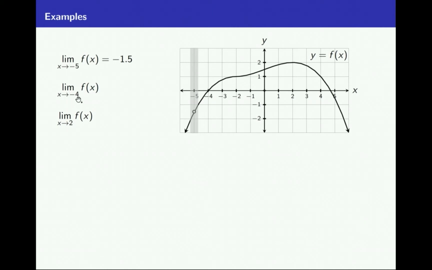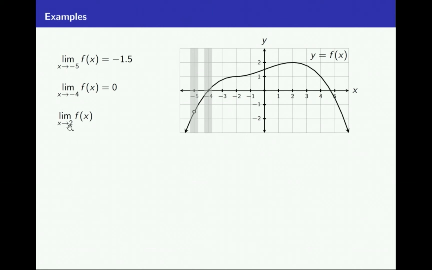For the limit as x approaches minus 4 of f of x, here is minus 4. Let's take a narrow strip around minus 4. And there, if you just look at that portion of the graph for those x values, you can see that as x gets closer and closer to minus 4, f of x is just going down to 0. So the limit as x approaches minus 4 of f of x equals 0.